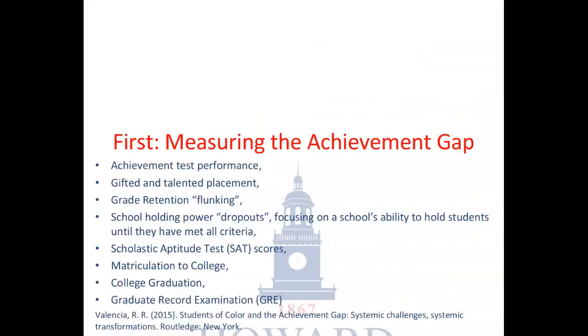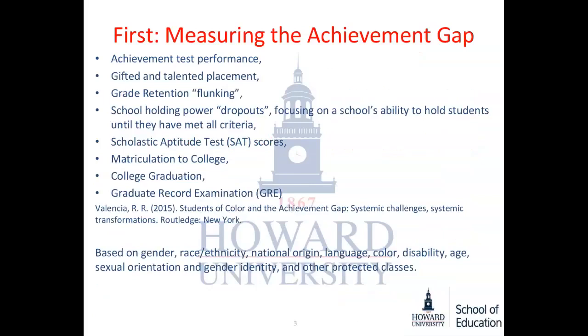So I want to start with this idea of how we're measuring the achievement gaps, or measuring achievement overall. We have a broad range, which at some point becomes a challenge, but I'll get to that here. We're talking about achievement test performance. We're talking about gifted or talented placement, grade retention or "flunking out" - I use those words in quotes - as well as the dropout or push out.